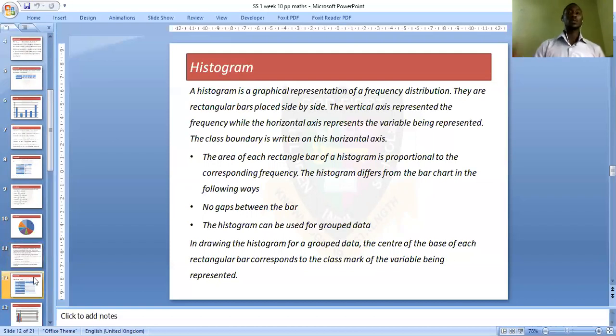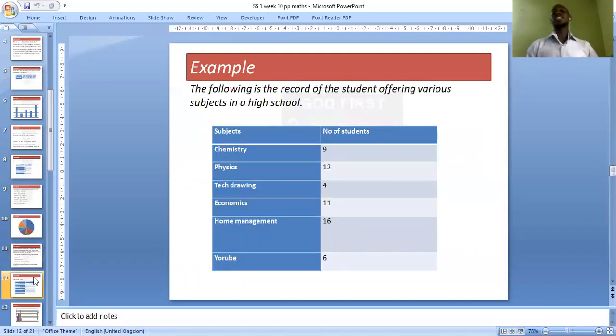Let's take two examples on the histogram. Number one, the following is the record of students offering various subjects in a high school. First subject, chemistry, 9 students. Physics, 12. Technical drawing, 4. Economics, 11. Home management, 16. And Yoruba, 6. You all see the variables, that is chemistry, physics, technical drawing. These are the variables, while the frequencies of the students offering them are 9, 12, 4, respectively.